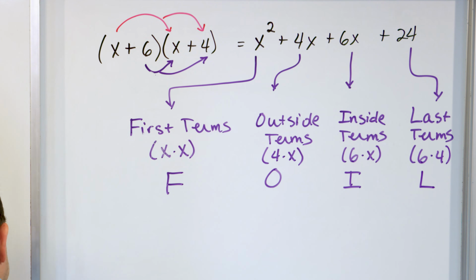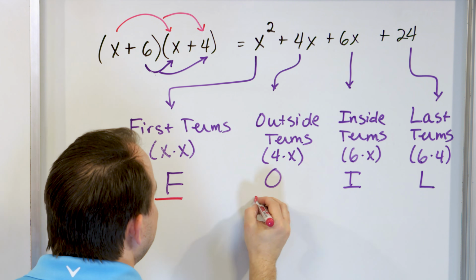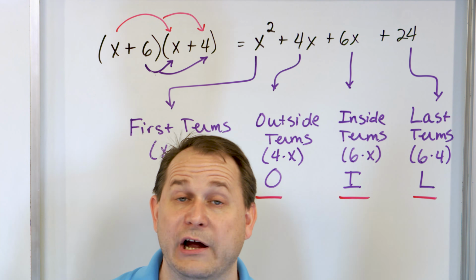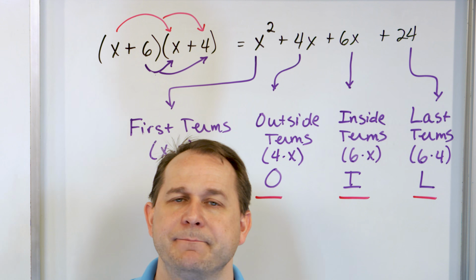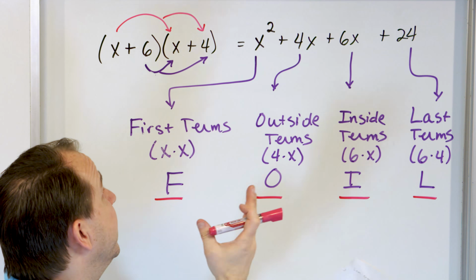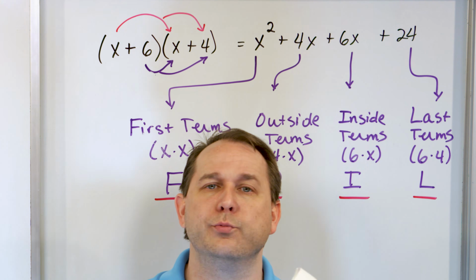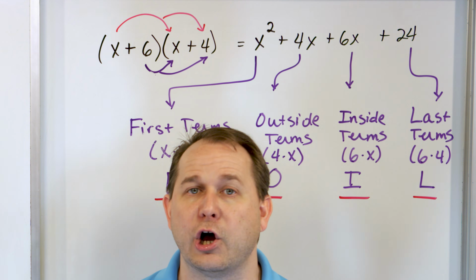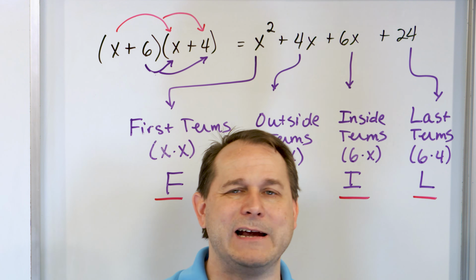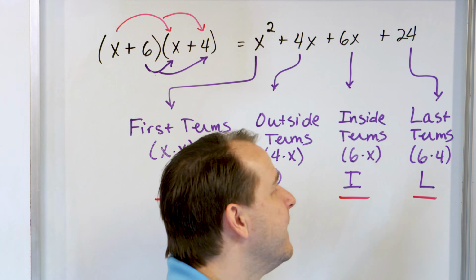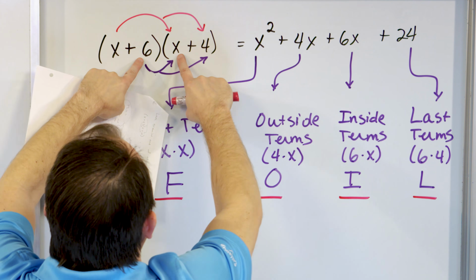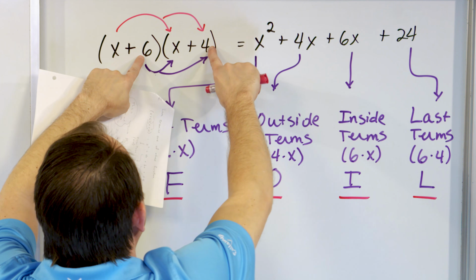So this is the famous FOIL method of multiplication: first, outside, inner, last. Typically, what most algebra books are going to say is, when you're multiplying 2 binomials together, like in this case x plus 4 and x plus 6, follow this recipe called the FOIL method. F means first, O means outside, I means inner, and L means last. So the first terms are these two terms, the outer terms are these two terms, the inner terms are these two terms, and the last terms are these two terms.